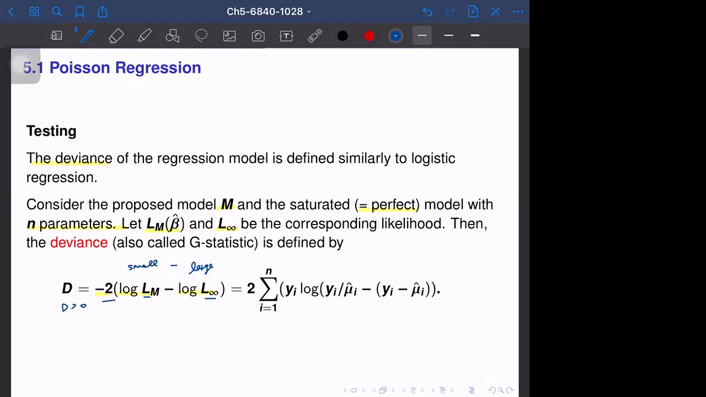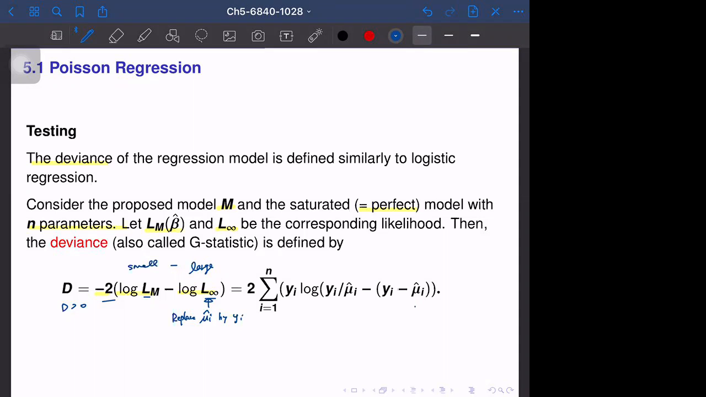To be exact, this is calculated by this, because basically for L infinity, we replace mu i hat by yi, because this is the perfect model. So mu i hat is the estimate for yi, because the expectation of y is equal to mu.